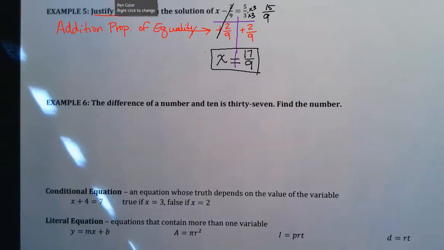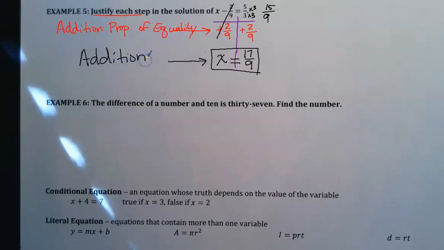Our next step, how did we get from here to here? Well, in this case, it's not actually a property. We just did addition. The step there is addition. So just using some of those, how did I get from here to here? We use the addition property of equality. Then how did I get from here to my actual final answer? We did addition.